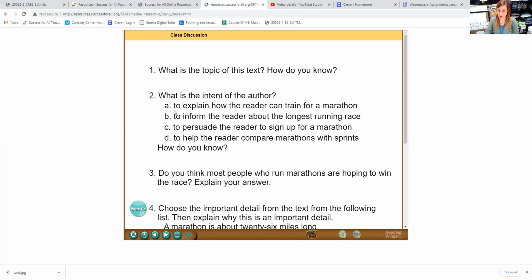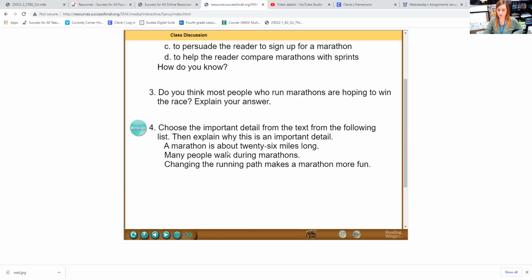Okay, and this one has 2 parts to it, so pay attention to that. So let's look at the choices. A, to explain how the reader can train for a marathon. B, to inform the reader about the longest running race. C, to persuade the reader to sign up for a marathon. Or D, to help the reader compare marathons with sprints. And so not only do you have to pick that, but you have to tell how do you know that that's the right answer. So look back in on page 55 so that way you can explain that.